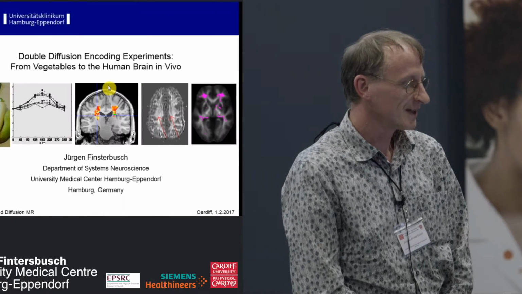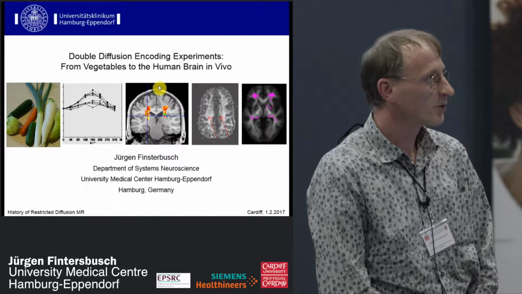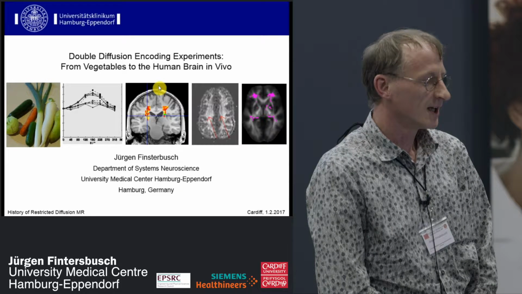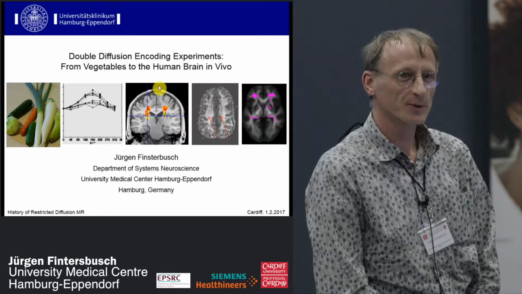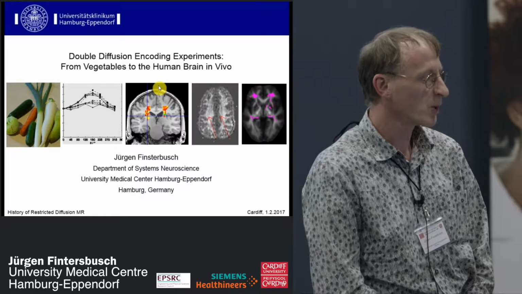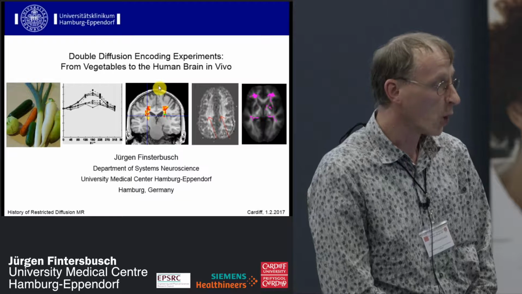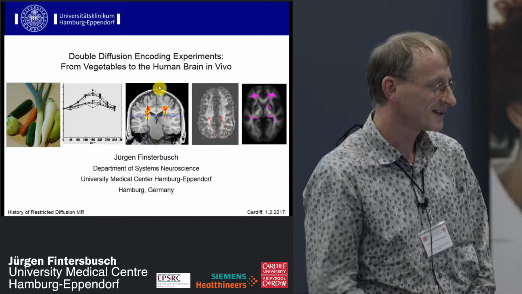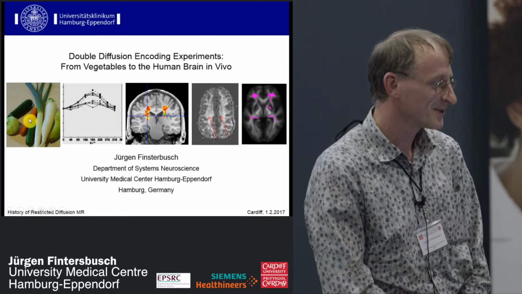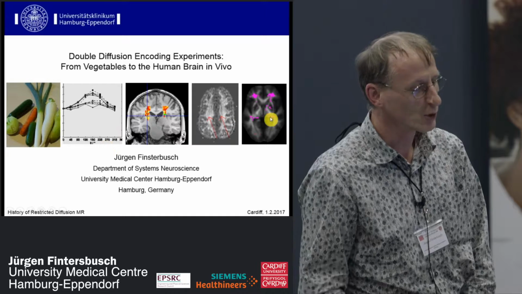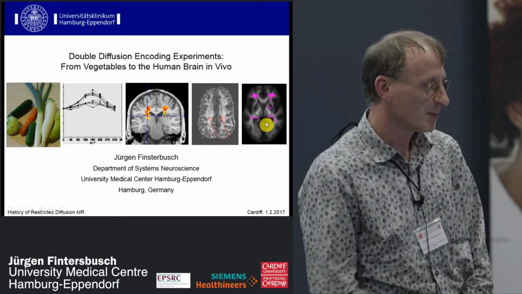We heard about double diffusion encoding experiments yesterday in the talk by Joram Cohen, who was presenting results on an NMR spectrometer. We will hear more about experiments applied on preclinical scanner by Noam Shemish in the next presentation. This is why I will focus on experiments on whole body MR system. I will also take a somewhat historical perspective, starting with our first attempts involving vegetables and tissue samples up to more recent results obtained in the human brain in vivo.